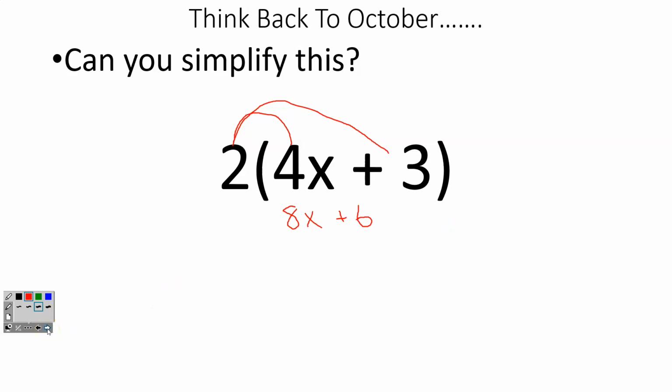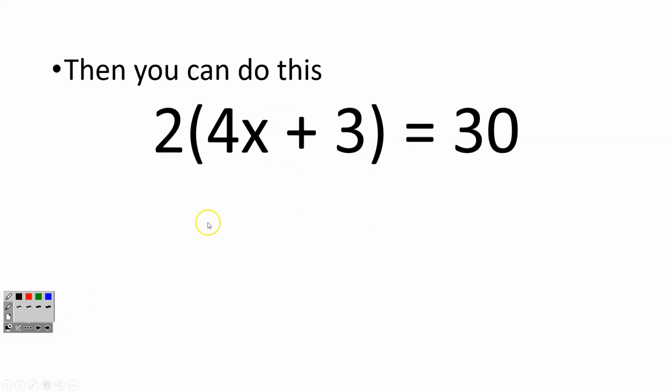So now we're going to take what you already know about it, and we're going to do it with an equation now. The process is still the same. Rainbow. 2 times 4x is 8x. 2 times 3 gives me 6. And then I just drop down my equals 30. So now I've gone from a multi-step down to a two-step, and these things you've done before.